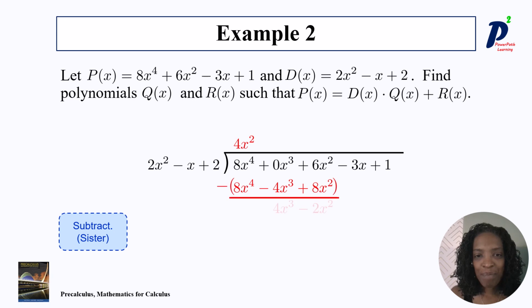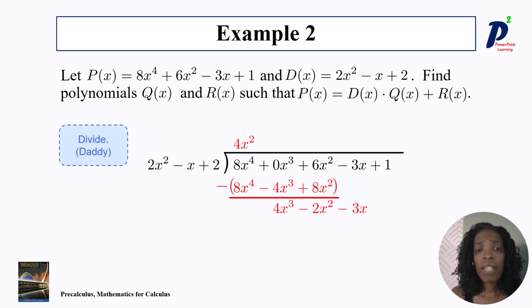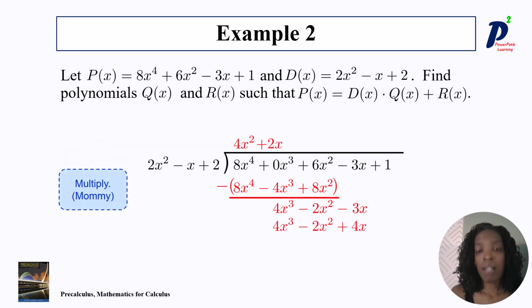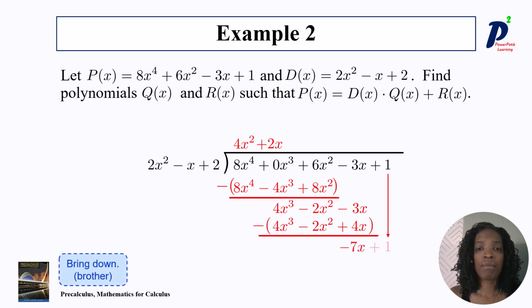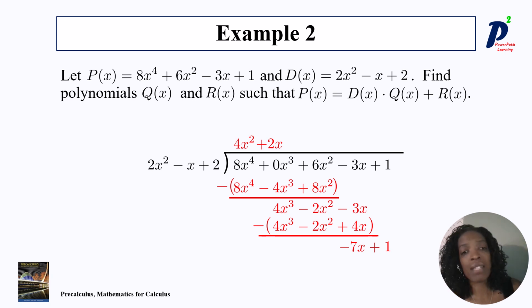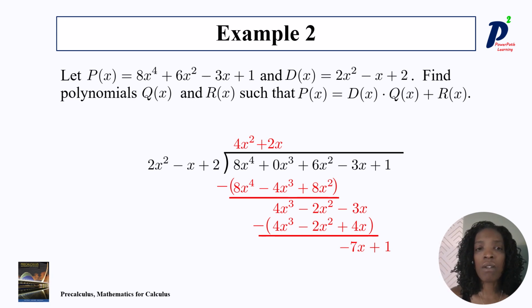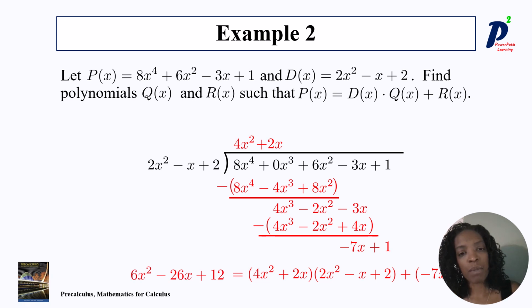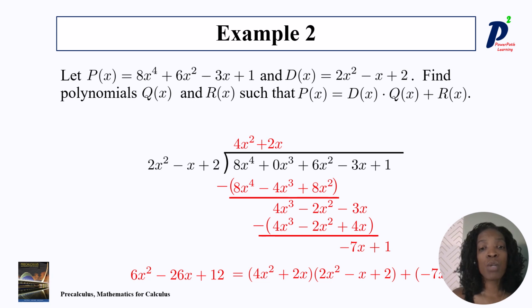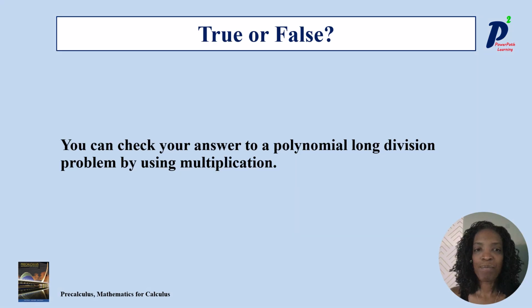I'm going to subtract to get 4x cubed minus 2x squared, bring down my negative 3x, and repeat. 4x cubed divided by 2x squared is 2x. Multiply through, subtract, and bring down. Now I'm done here because 2x squared does not go into negative 7x, so I can rewrite. So 8x to the 4th plus 6x squared minus 3x plus 1 is equal to my quotient, 4x squared plus 2x, times my divisor, 2x squared minus x plus 2, plus my remainder, negative 7x plus 1.